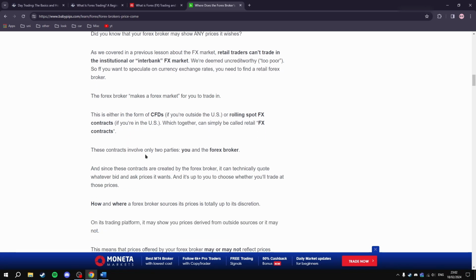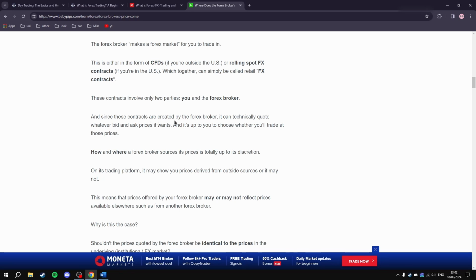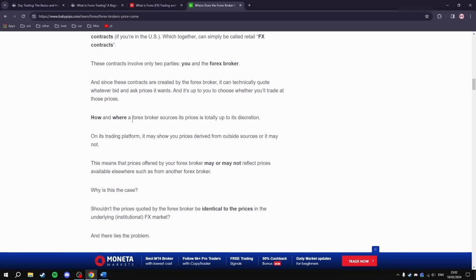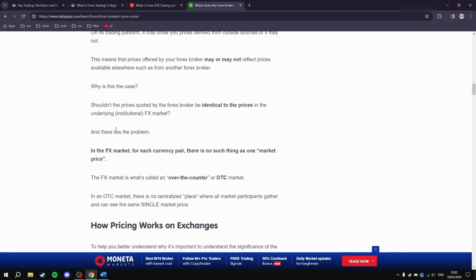These contracts involve only two parties, you and the Forex broker. And since these contracts are created by the Forex broker, it can technically quote whatever bid and ask price it wants, and it's up to you to choose whether you'll trade at those prices. How and where a Forex broker sources its price is totally up to its discretion. On its trading platform, it may show you prices derived from outside sources, or it may not. This means that prices offered by your Forex broker may or may not reflect prices available elsewhere, such as from another Forex broker. Why is this the case?